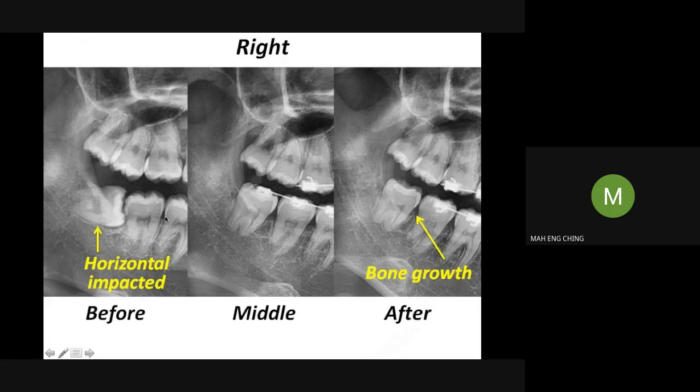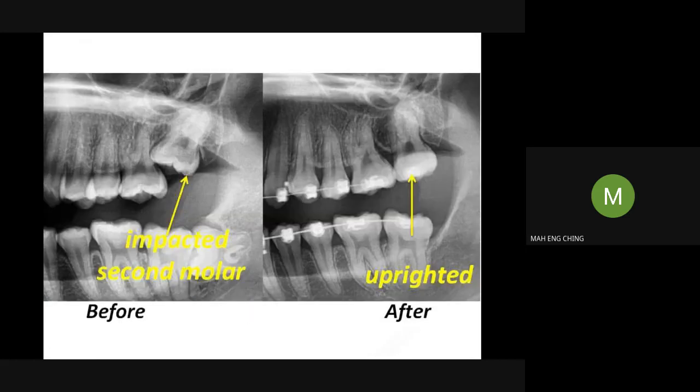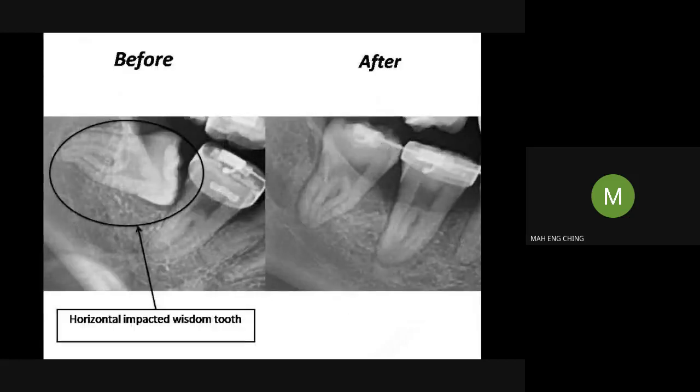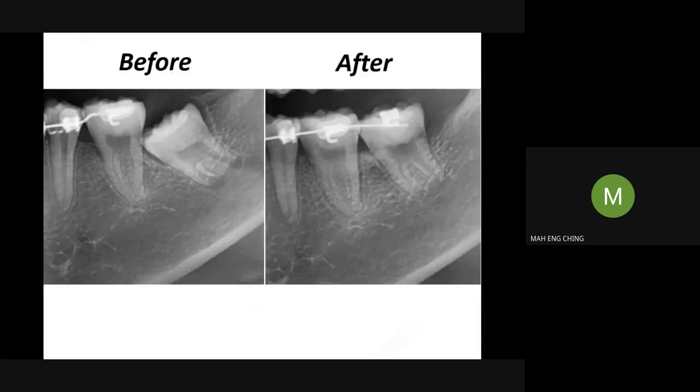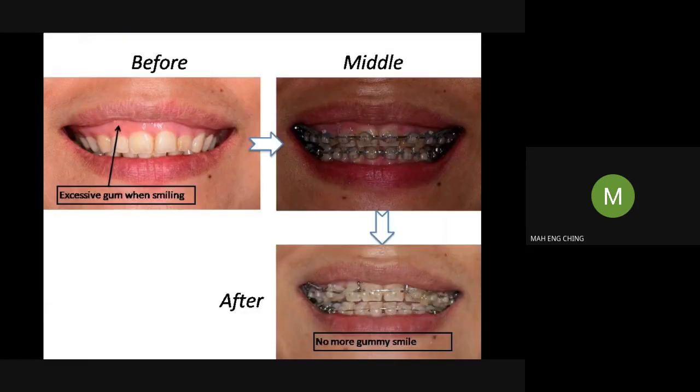Same thing, molar, third molar, second molar, or whatever, incisor, premolar. You can upright it. Even though they're mesially impacted or horizontally impacted, you can upright. So upright means tilting the tooth mesially and distally. So same thing, uprighting, uprighting again.